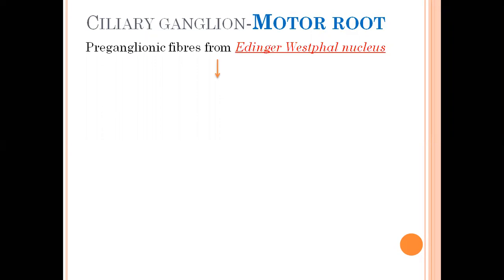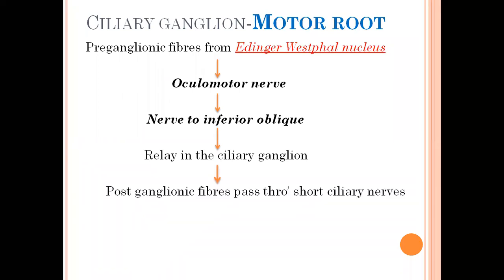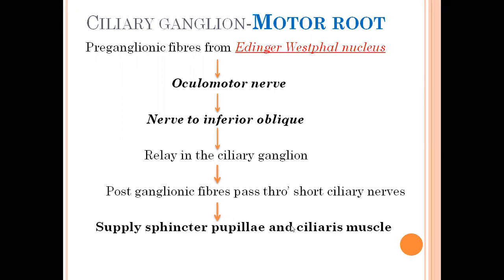I have put it in a flow chart, so you follow the flow chart. The preganglionic fibers arise from the Edinger-Westphal nucleus. Then the oculomotor nerve comes out, and through the nerve to inferior oblique, it relays in the ciliary ganglion. From the ganglion, the postganglionic fibers arise and pass through the short ciliary nerves. Then they supply the sphincter pupillae and ciliaris muscle. So this is the parasympathetic root or motor root of the ciliary ganglion.